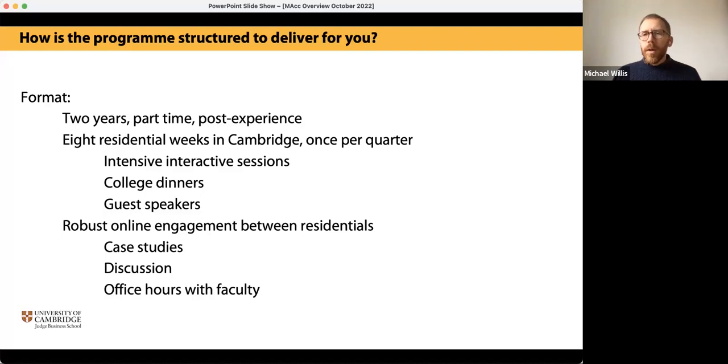We've designed the program so that students can expect to devote, on average, 5 to 10 hours a week outside of residential weeks to complete the program. And most students have suggested that that's consistent with their experience. So we tried to design it in a way that it can be balanced with everything else you have going on.